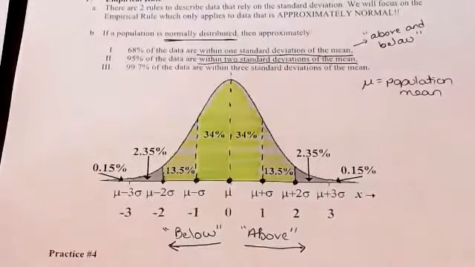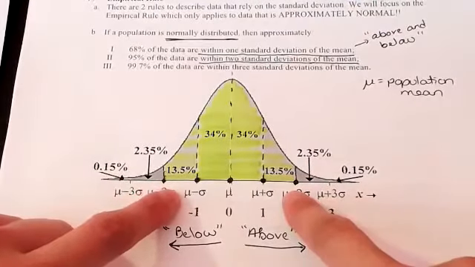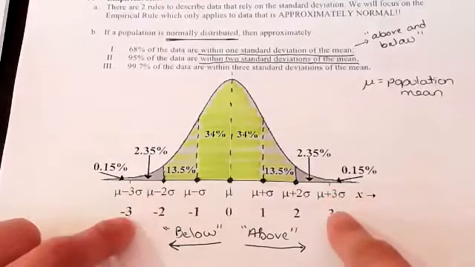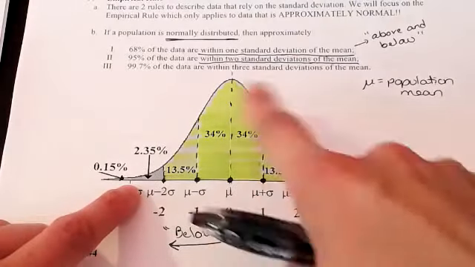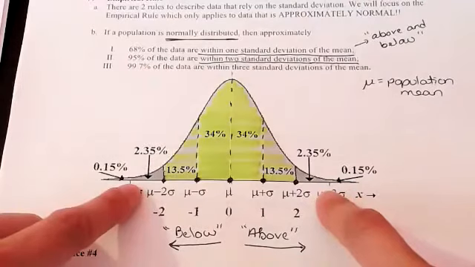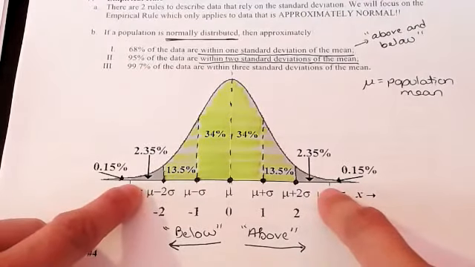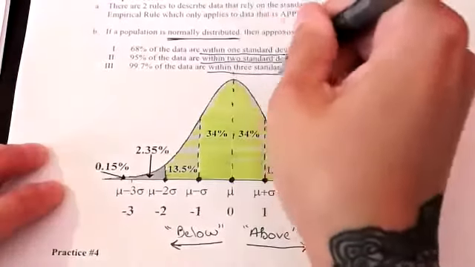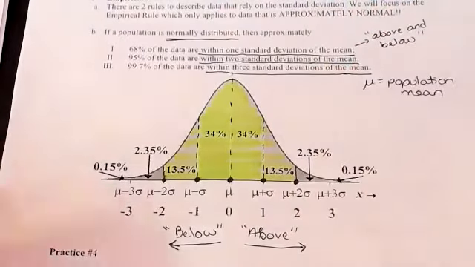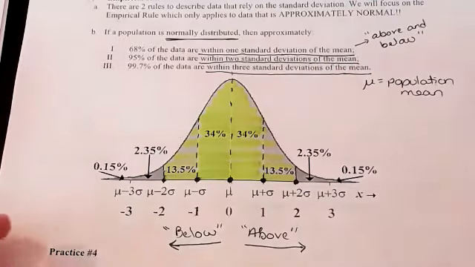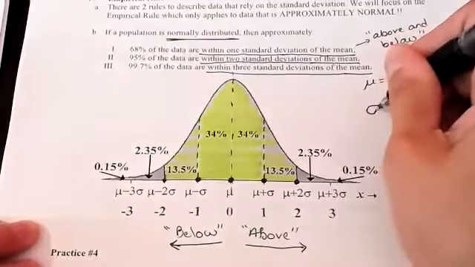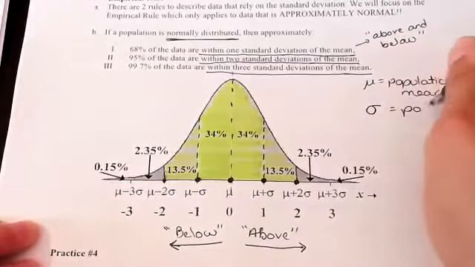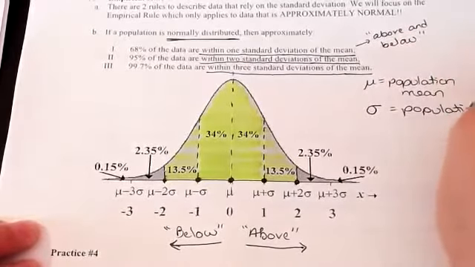Okay. And then same thing, if you wanted to reference within 3 standard deviations of the data, now we're taking into account 99.7% of the data, not 100%, but 99.7. So almost all of it is within 3 standard deviations of the mean. I want to add that notation here that sigma, this is our population standard deviation.